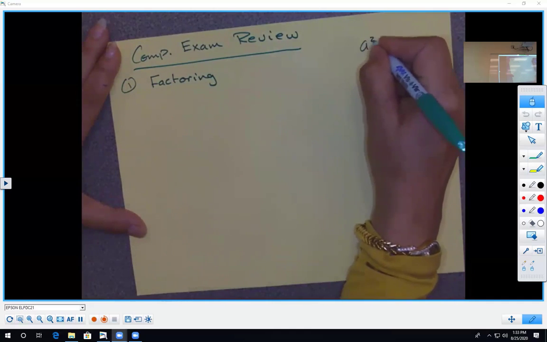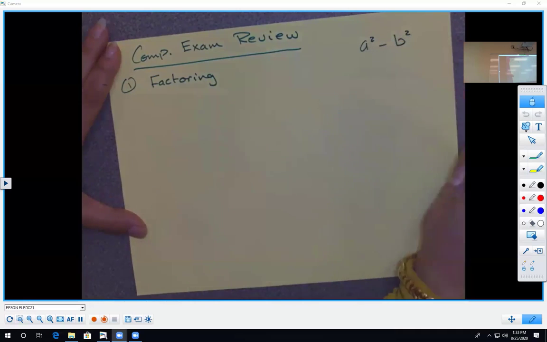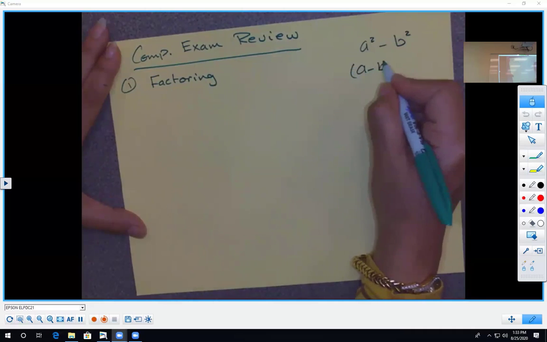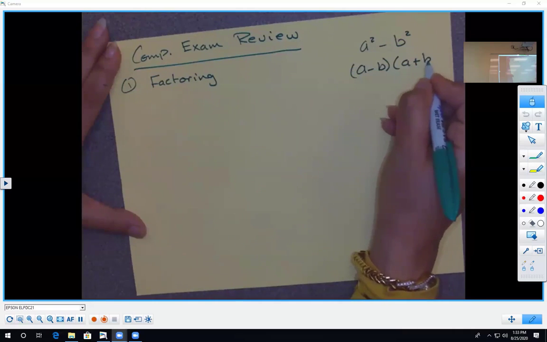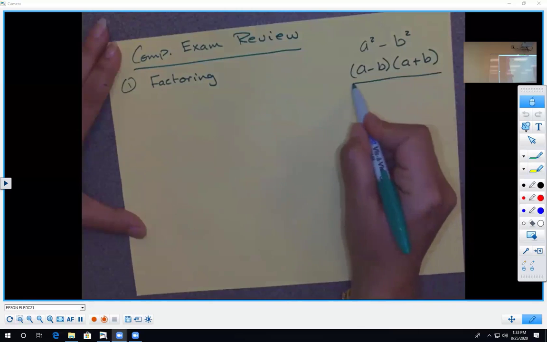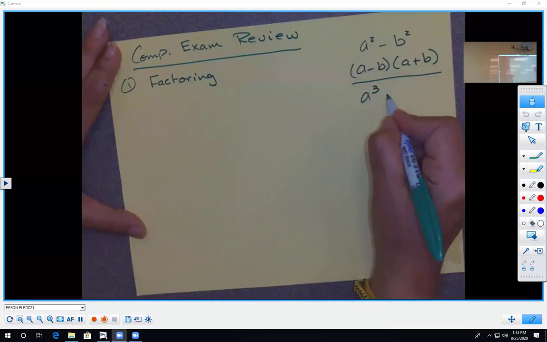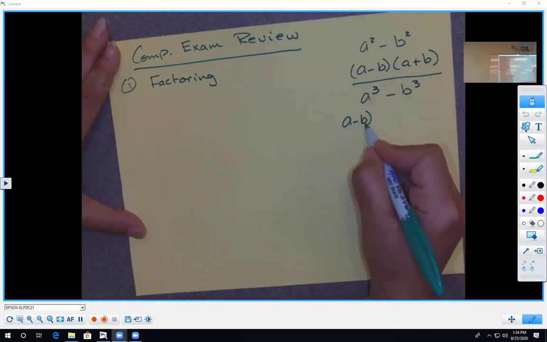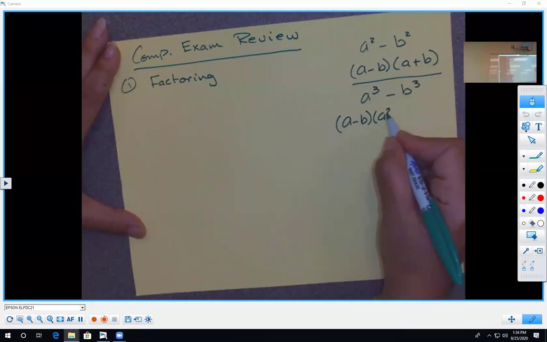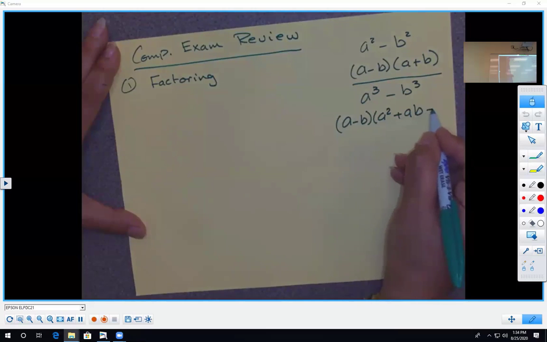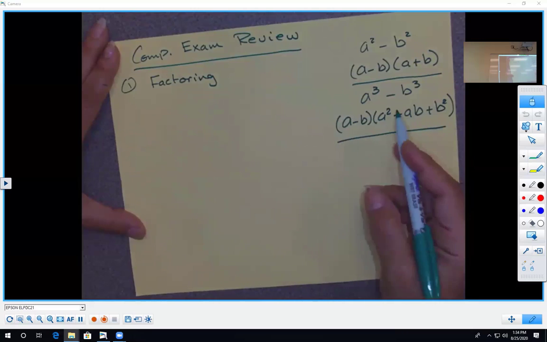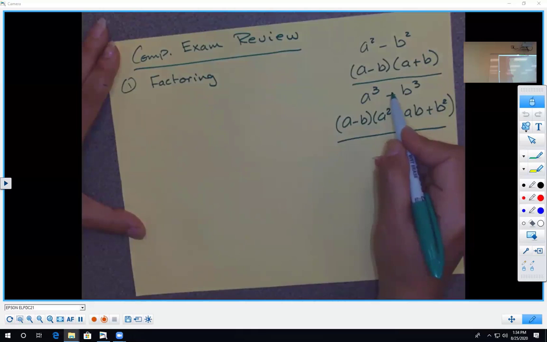I'm going to start with the difference between two squares. A squared minus b squared, that's a minus b times a plus b. Difference between two cubes, that's a minus b times a squared plus ab plus b squared. When it comes to examples, I'm going to explain them more. And of course, it's either a difference or sum.